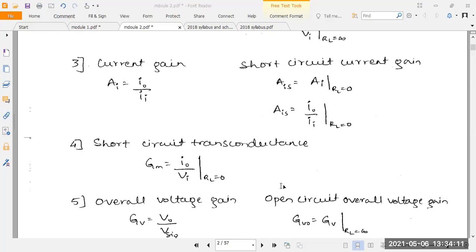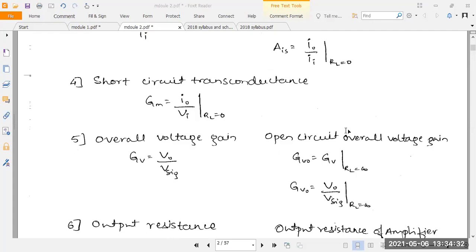Next you take short circuit transconductance, that is Gm. What is the equation here? Output current divided by input voltage. So you write Io divided by Vi when RL is 0. Wherever current is there, you consider RL as 0, and wherever voltage is there, consider RL as infinity.